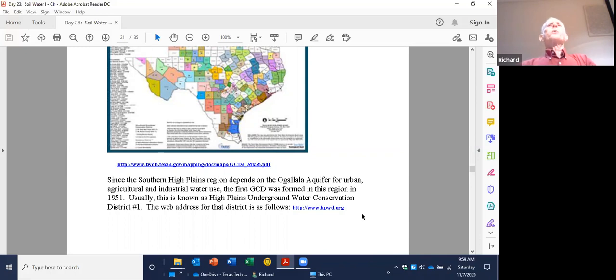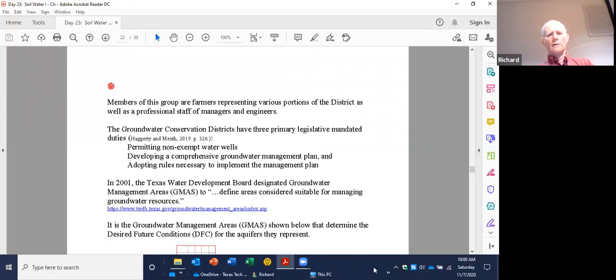If you own real property in Lubbock and you look at your tax bill, you will see that the High Plains Underground Water Conservation District is a taxing entity. And if you own property, they will receive some money from taxes from the land that you own. Now, members of this group are farmers representing various portions of the district, as well as professional staff of managers and engineers.